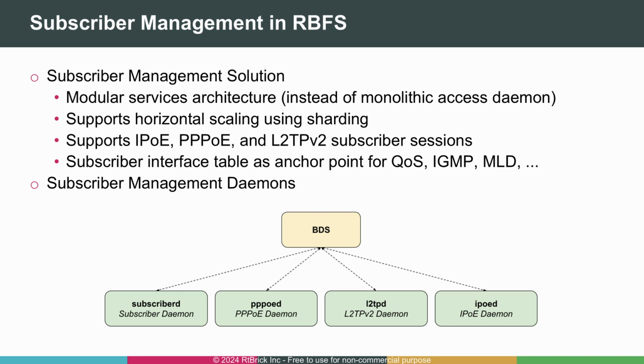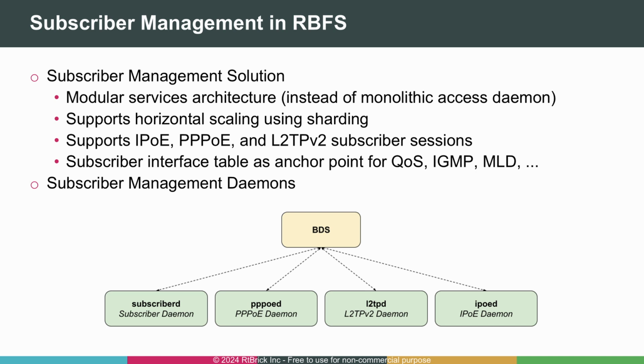There are 4 main daemons in the RtBrick distributed access architecture. The subscriber daemon serves as the central component, managing the current subscriber state and handling authentication, authorization, and accounting. It also serves as the interface to the forwarding infrastructure, responsible to request per subscriber QoS, filters, and more.